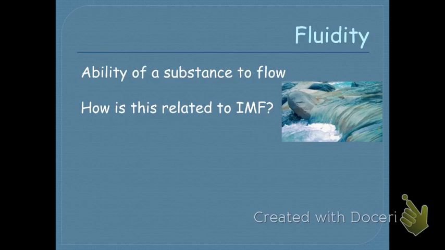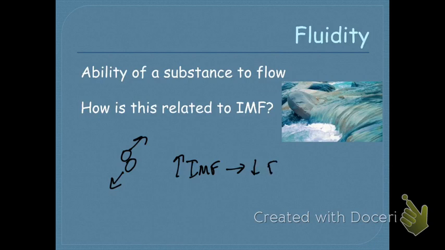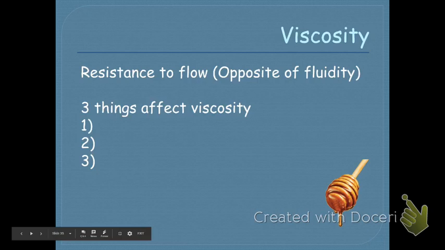So fluidity is how a substance flows, right? So it's how these particles flow past each other. Now just think about this logically. If you had great IMF, so if you had high IMF, that means they were really attracted to each other. What do you think would happen to fluidity? Would the particles be able to flow freely or not? Well, they wouldn't be able to move as freely, right? And so that would lead to lower fluidity. Why? Because they're kind of stuck next to each other.